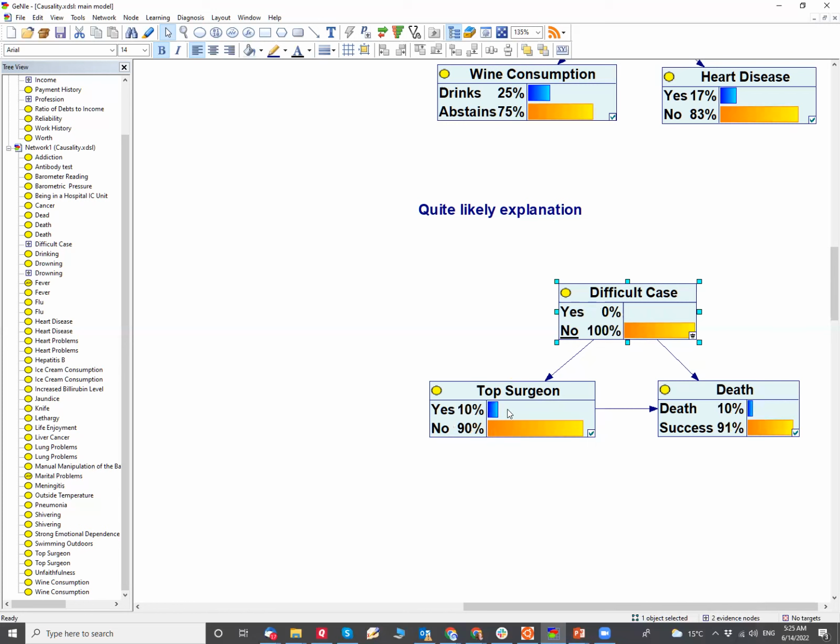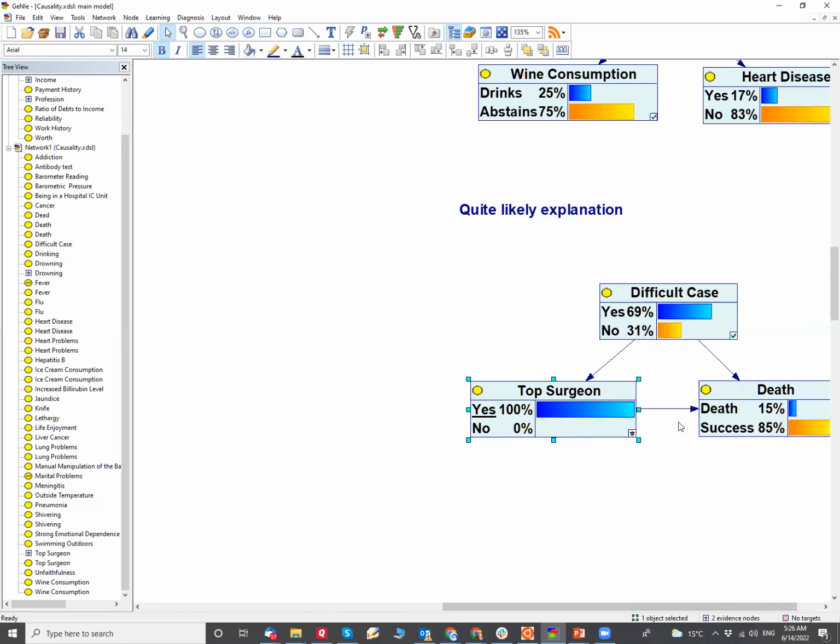In easy cases, top surgeons have lower death rate than average surgeons. So it's still a very good idea to go to top surgeons, even though the relation between the death and being very good is positive. Top surgeons have a higher death rate. Again, this is just playing on this idea of common causes and chains.